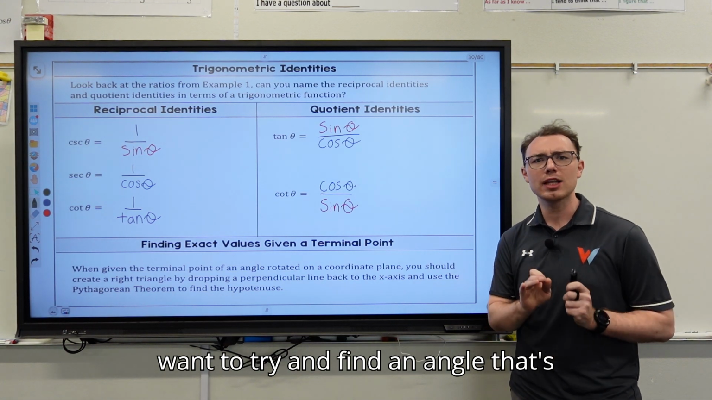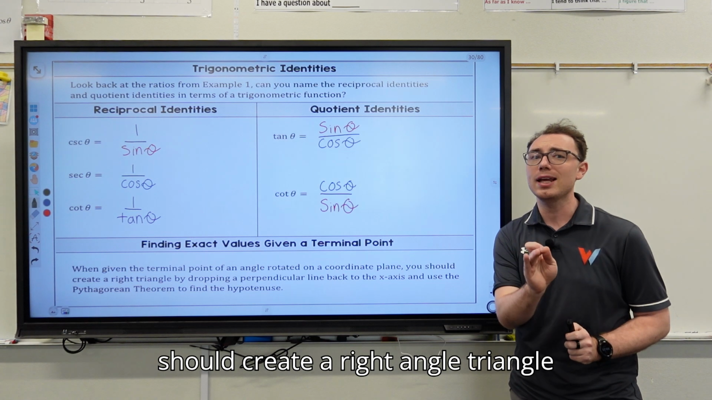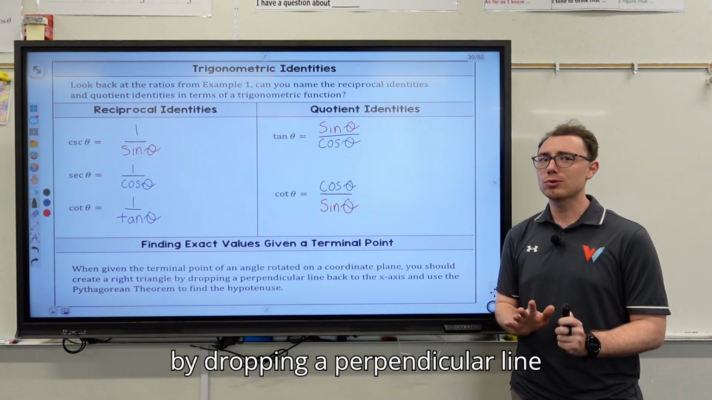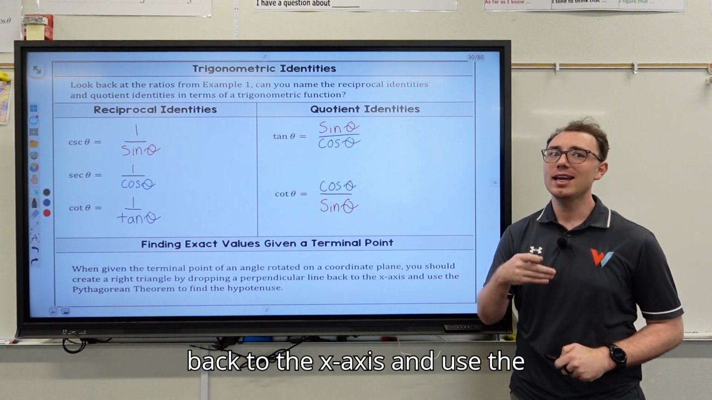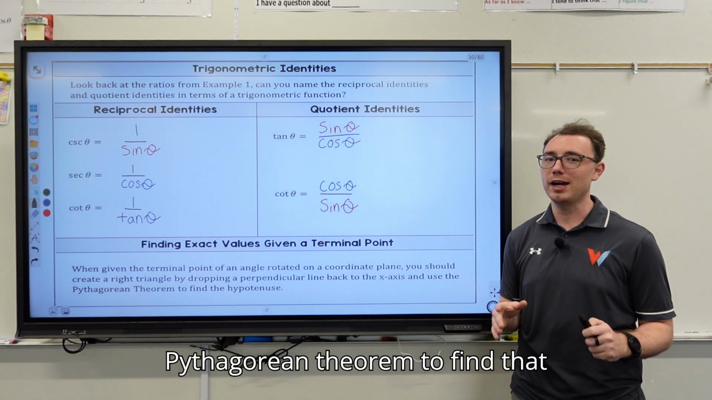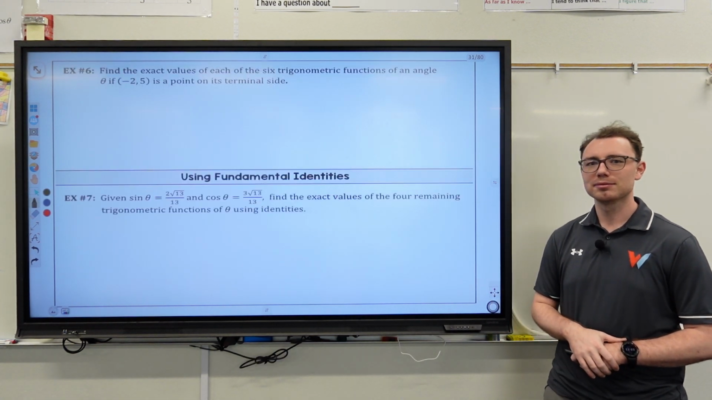Finally, when we find these exact values given by these terminal points here, we want to try and find an angle that's rotated in this coordinate plane. You should create a right angle triangle by dropping a perpendicular line back to the x-axis and use the Pythagorean theorem to find that hypotenuse. Let's practice that now in our next examples.